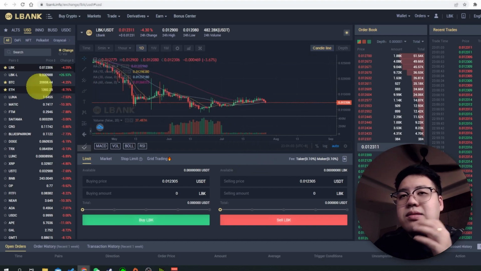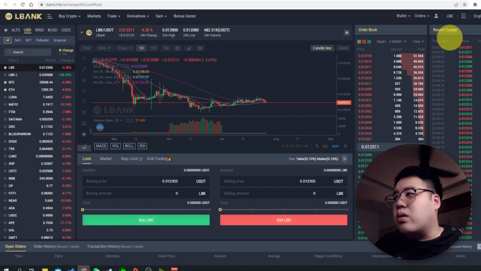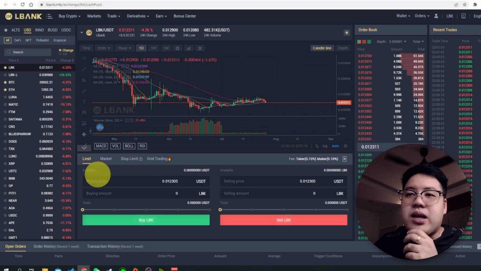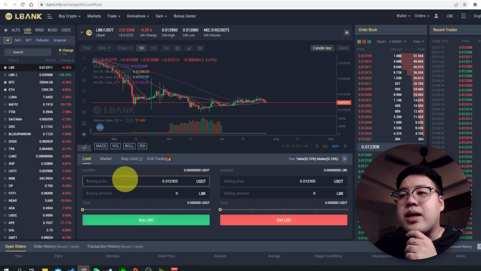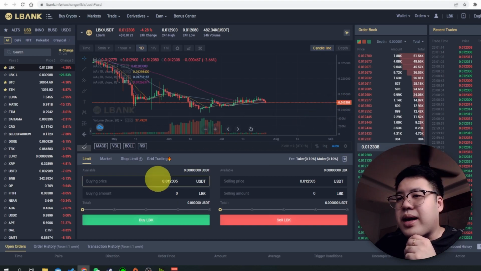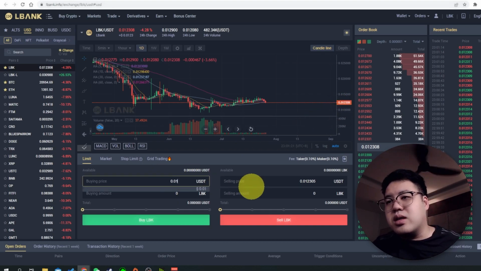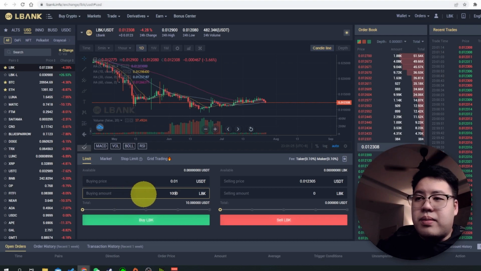Okay, so on the left side is all the tokens. On the right side is the order book and also the recent trades. At the middle, of course, you can place your order here and there. For example, if you want to buy at this pricing, I just want to buy at 0.001. So I just input 0.01 and then I put the amount that I want to buy.